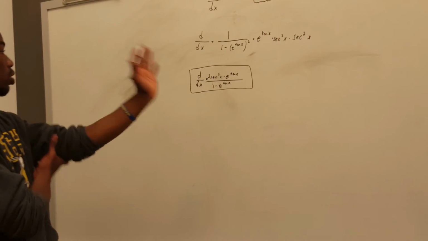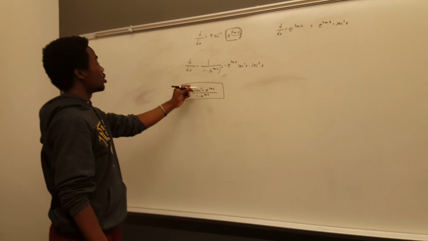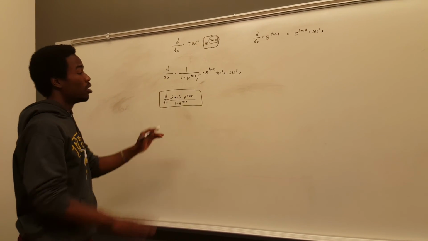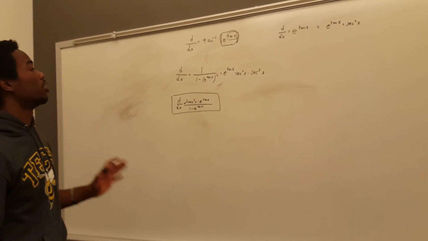If you look at this, you can also know that the secant squared of x can become the cosine squared of x if you put that on the bottom. But that's just more simplification, and we don't necessarily need that.